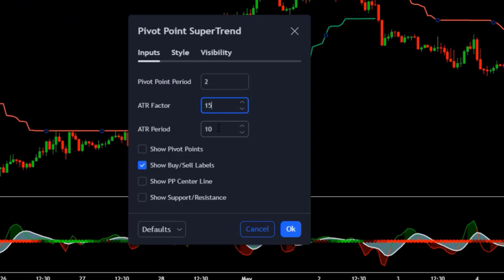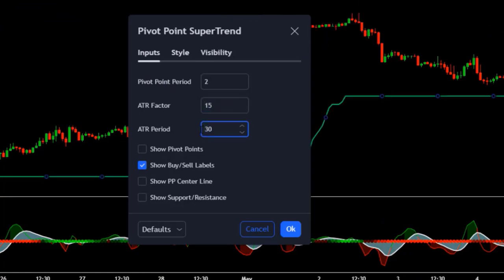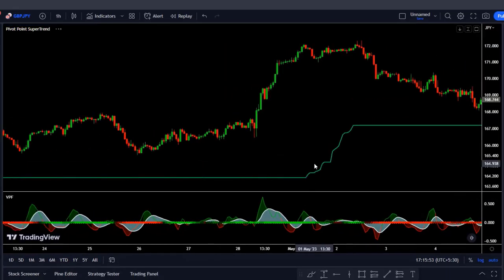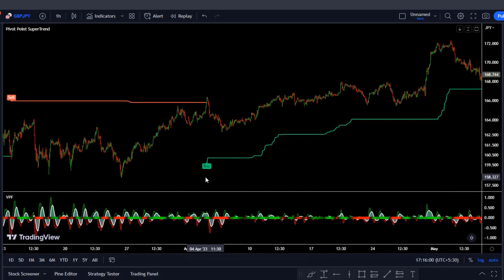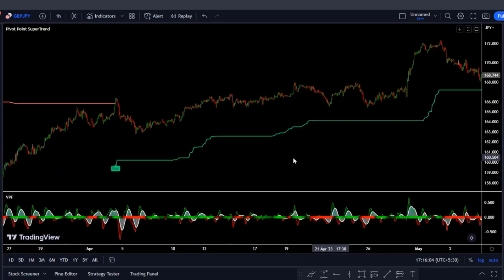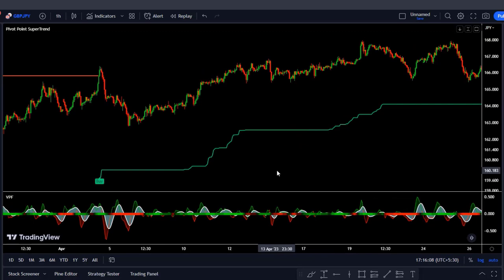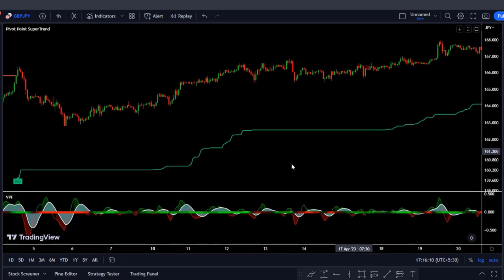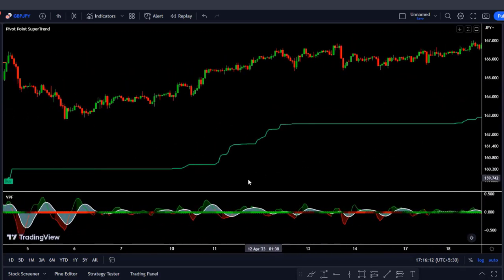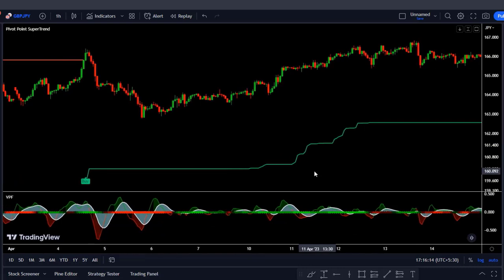For ATR factor we set it at 15, and for ATR period we set it at 30. Alright, now you can see that the super trend is showing us the overall trend of the market, the bigger picture of the market, where the market is in a downtrend or in an uptrend. Now that we have the overall trend of the market by the help of super trend, we take the signals that are also in the current direction of the overall trend. In other words, they are also aligned with the super trend.